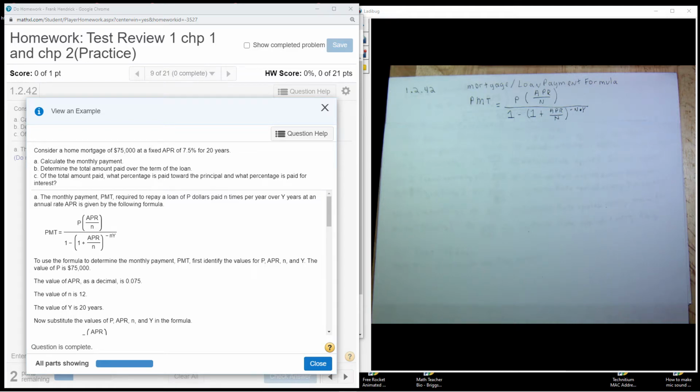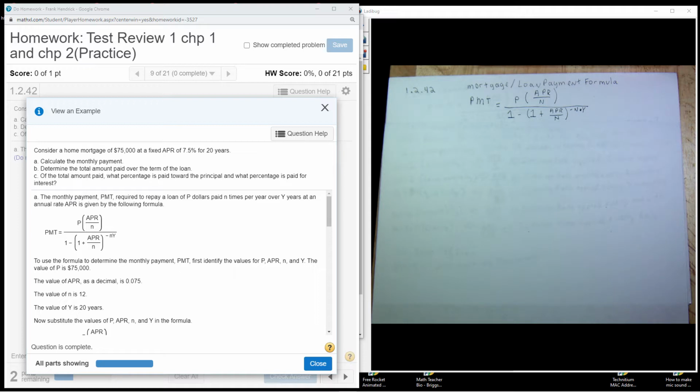This is Chapter 1, Section 2, Problem 42. It asks us to consider a home mortgage loan of $75,000 with a fixed APR of 7.5% for 20 years. They ask us to do three things. A, calculate the monthly payment. B, determine the total amount paid over the life of the loan. C, of the amount paid, what percentage is paid towards the principal and what percentage is paid towards the interest.